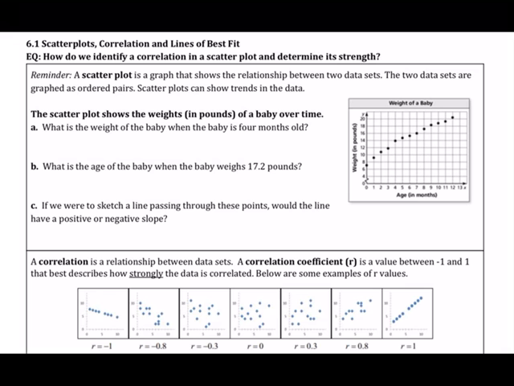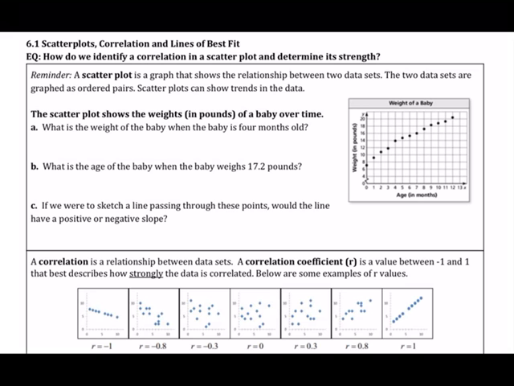So just as a reminder, a scatter plot is a graph that shows the relationship between two data sets. In this scatter plot that you can see graphed to the right here, we're looking at the age in months of a baby and the weight in pounds of a baby. And now we're going to answer a few questions looking over that scatter plot.